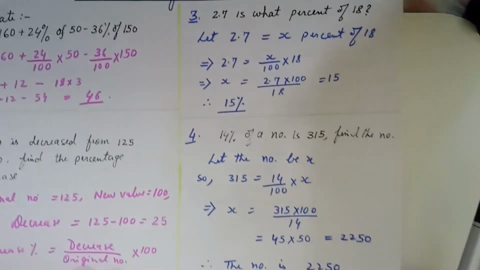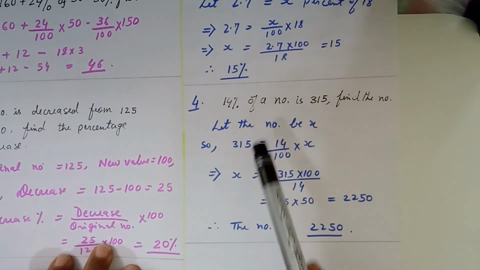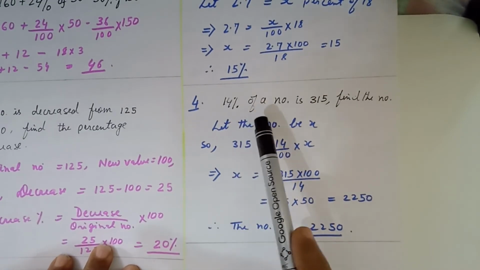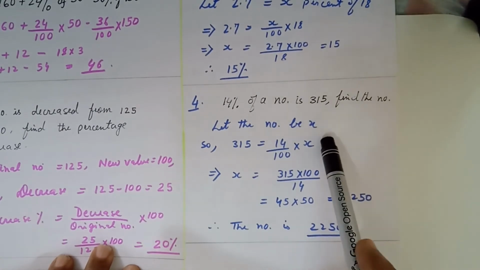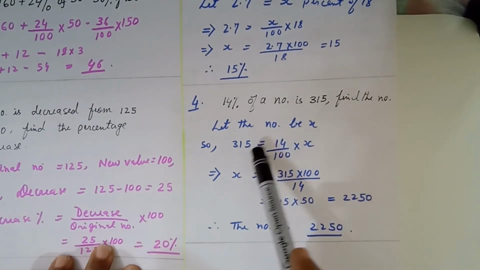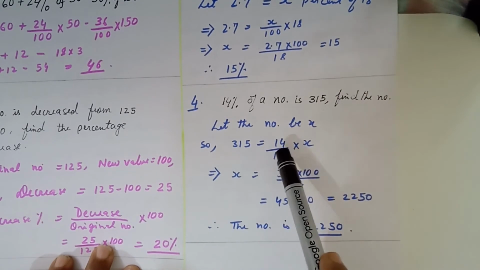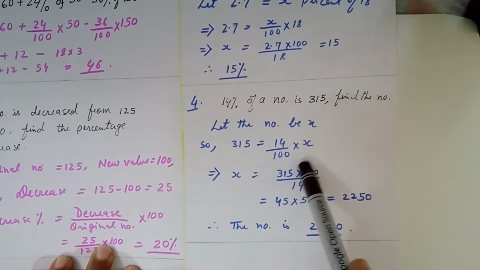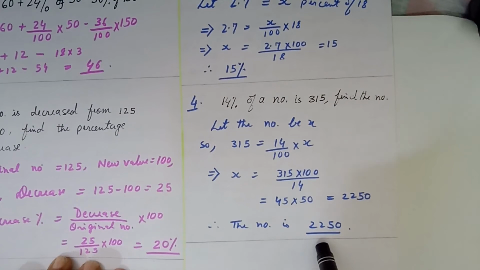Question number 4. I have taken a number of questions, children. It will be simple for you. All the types I have included here. 14% of a number is 315. So write as mentioned. Let the number be x. So 315 is equal to 14% of x, so 14 by 100 into x, cross multiplied, cancel, and the answer is 2250.